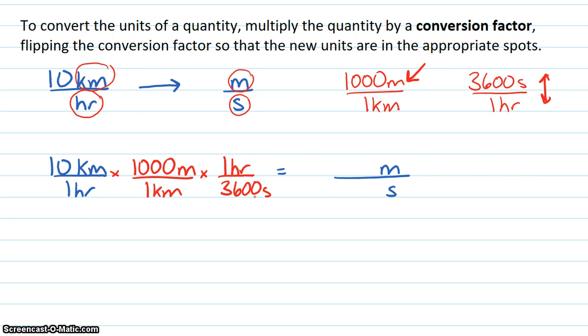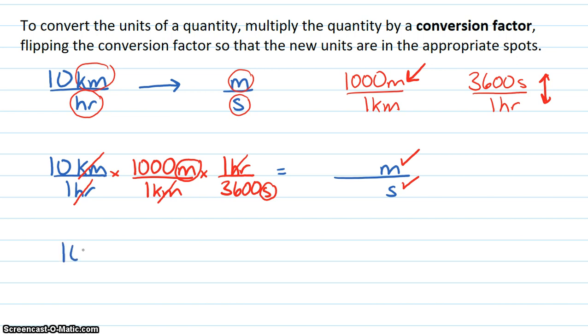So what ends up happening in terms of the units, we have kilometers on the top line, cancels out with kilometers on the bottom. We have hours on the bottom line, cancels out with hours on top, and you're left with meters on the top line divided by seconds on the bottom line, which is exactly what you want to end up with. Now let's see how the multiplication of numbers turns out.